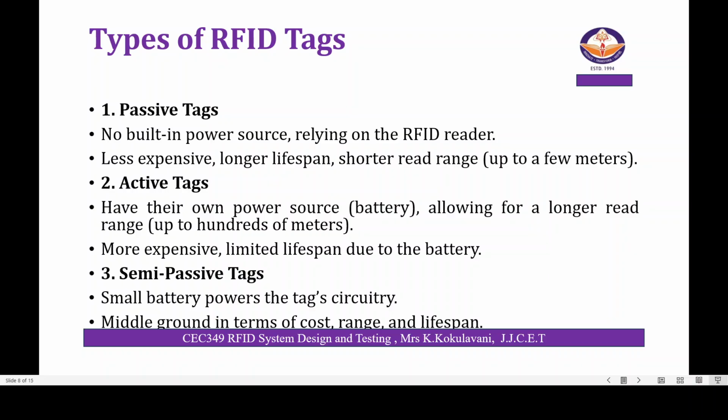Active tags have their own power source, allowing for a long read range of up to hundreds of meters. They are more expensive, with a limited lifespan because of the battery incorporated inside. But they may be used for longer ranges, for identifying an object, an animal, or a person who is away from the tag.